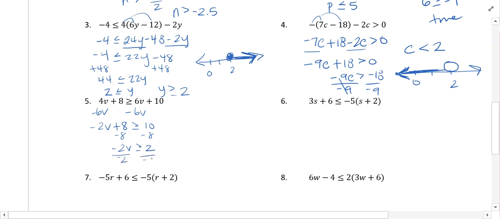And now I got to divide by negative 2, so watch that sign. It flips to negative 1. Or sorry, the sign flips to less than or equal to, and we have a negative 1. So on my number line, that's going to be a filled in circle, and we're going to the left.